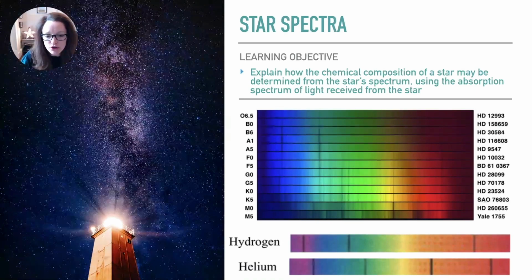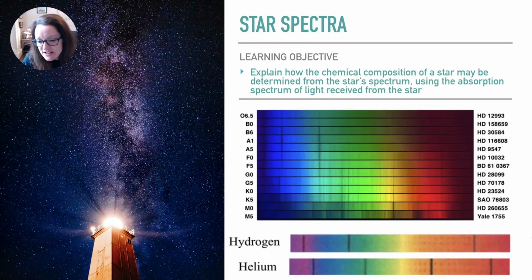If we go to the hydrogen spectrum, you can see between blue and green, at the very bottom in the hydrogen, there's a thick, dark line there. And if we go to the stars here, certainly the top 11 stars seem to have a thick, dark line in between blue and green. So those stars have lots of hydrogen in them.